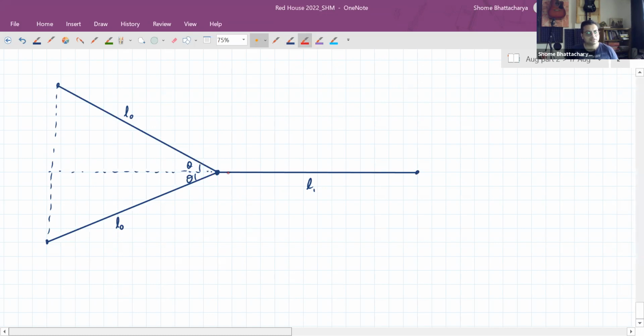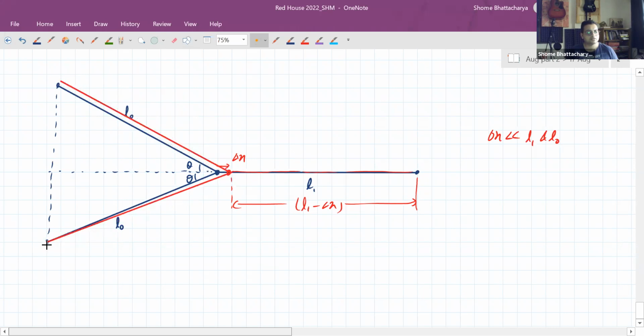Now, if this point is displaced here by a small amount delta x, so delta x is small compared to L1 and L0, then what is happening? This thing is now getting compressed, but by how much? It's getting compressed by delta x exactly. But these two are doing something else. They are becoming extended like this. Just correct the diagram, but understand the idea.